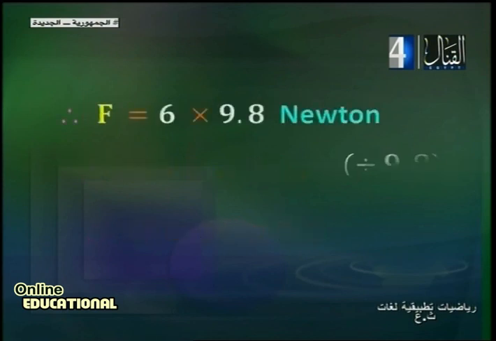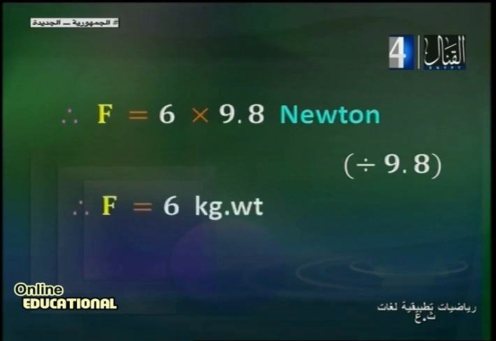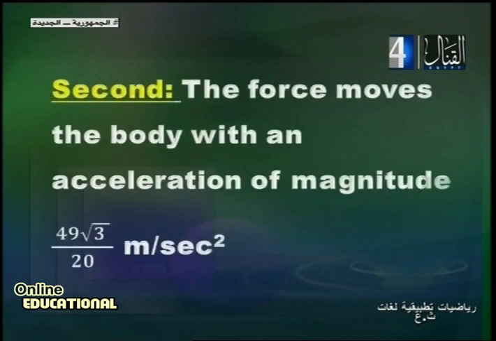We can divide by 9.8 to get the magnitude of the force in kilogram weight unit. Then the force that makes the body about to move equals 6 kilogram weight. Now the second case. The force moves the body with an acceleration of magnitude 49 root 3 over 20 meter per second squared.